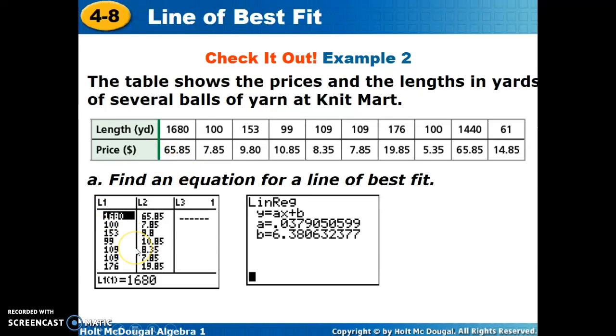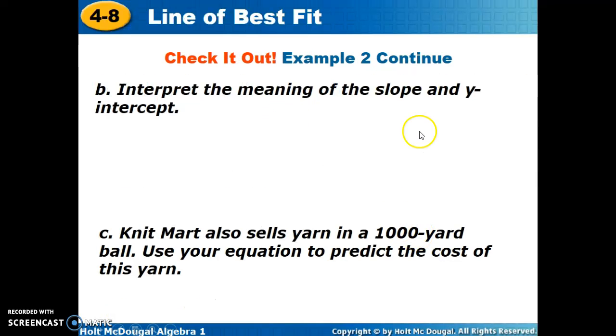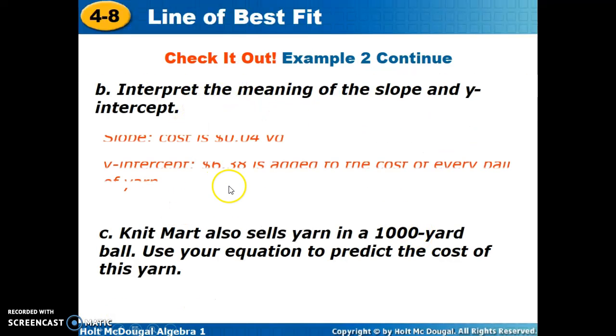So as you input that data, we go back to calculate the linear regression that was on your window that we just saw, and you can see our line of best fit has a slope A, the number next to X. Our coefficient is 0.04, and our B value, or y-intercept, is roughly 6.4. So we're going to probably interpret those in just a minute. The meaning of the slope and the y-intercept.